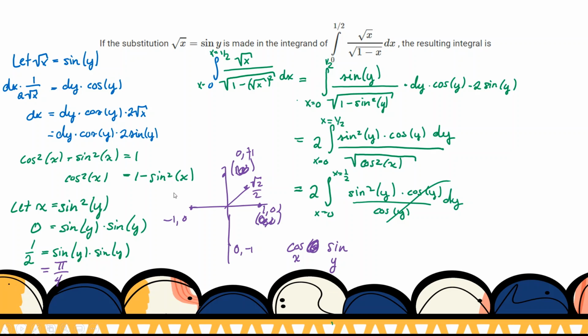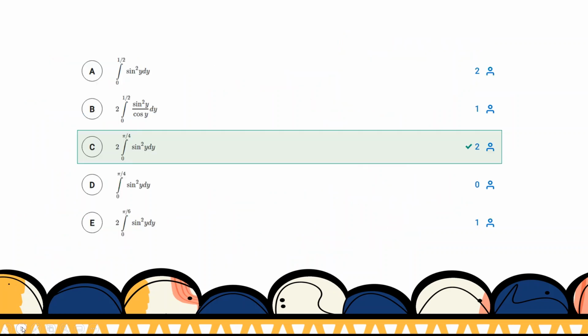So now my limits are going to change to 2, right? We're going to keep the 0. And x equals 1/2 at pi over 4. So which answer choice will that be? And of course, this is the integral of sine squared of y dy. Okay, and so here we see we have 2, 0 to pi over 4, sine squared y dy.